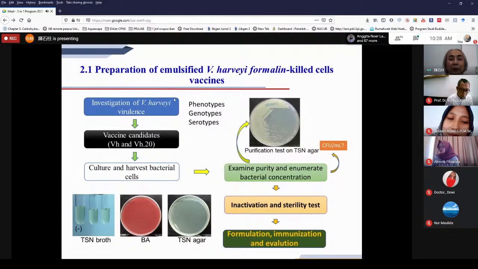After you analyze all your stock strains isolated from different countries, for instance Indonesia and others, you may have selected 100 or 50 or 40 strains. After doing the phenotype, genotype, and serotype, you choose one of the major types that can cover the major bacteria as the vaccine candidate. After that, you culture and harvest the bacteria, kill them with formalin, check sterility, and do the formulation, immersion, and evaluation of the vaccine efficacy.